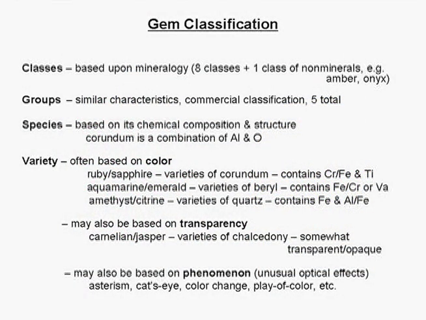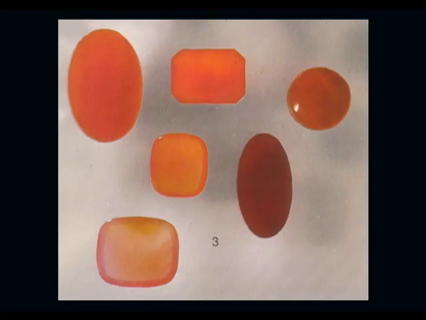Now, besides variety being based on color, they might also be based on transparency. For example, we have carnelian and jasper. These are varieties of chalcedony. Whereas carnelian is somewhat transparent, jasper is opaque. So here we have a bunch of them together, where the opaque ones are the jasper, and the transparent ones are the carnelian.